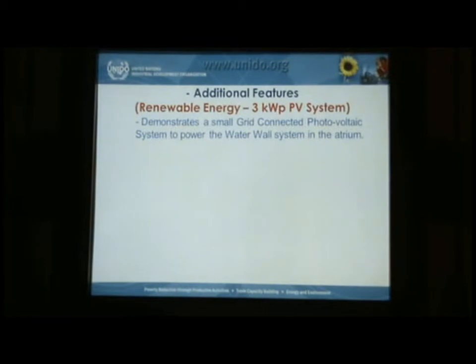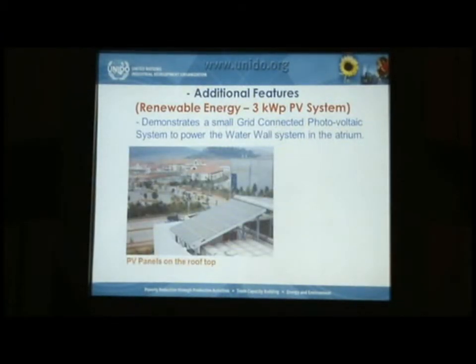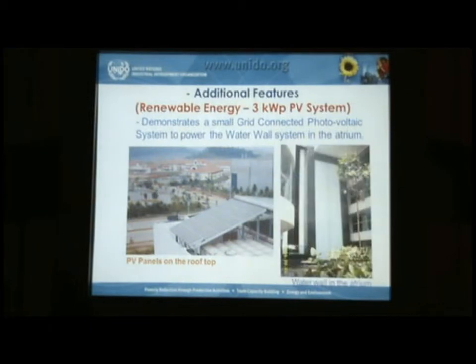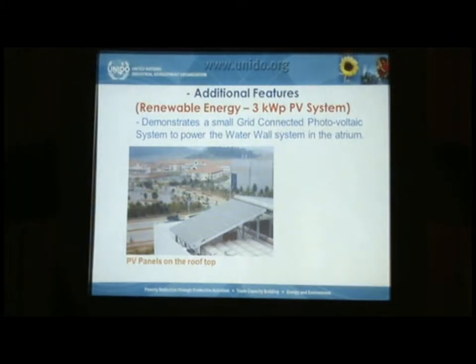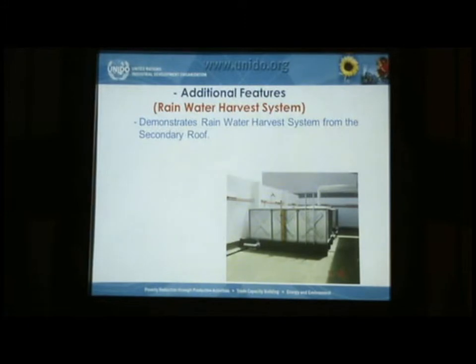And we have not, of course, removed the renewable energy. That's why this code includes renewable energy. So here we have a PV panel on the rooftop, which is used to power the water wall in the atrium. We also have a rainwater harvesting system. So these features are also there.